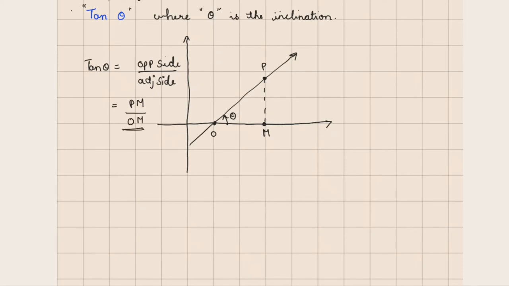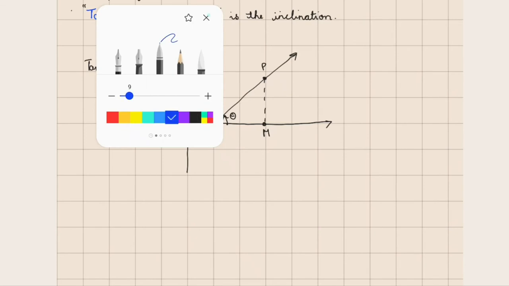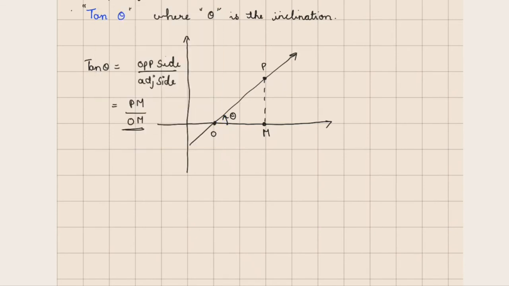Okay, you know the slope of a line. Now let's say another line with the same intersection point O with the x-axis. This is line L2, this is line L1. Now its inclination is some theta 1. So from the definition, line 2 should have a greater slope than line 1 because it has a larger inclination.